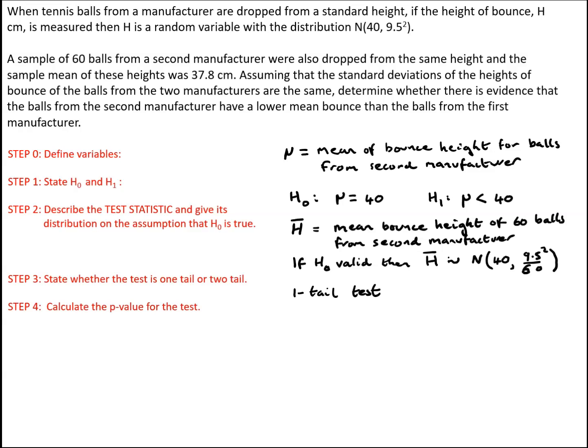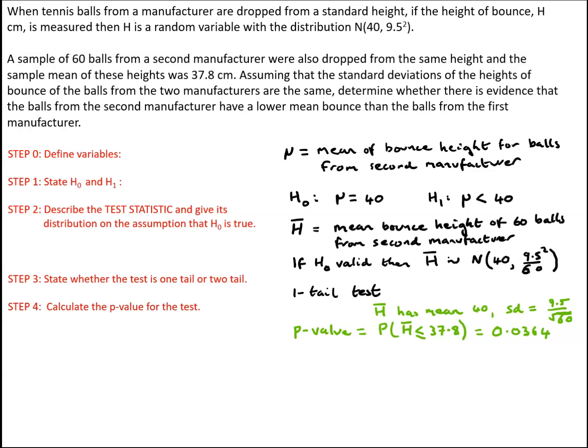Now we know that h bar is normally distributed with mean 40 and a variance of 9.5 squared over 60, which means that the standard deviation of h bar is 9.5 divided by root 60. So the p-value is going to be the probability that h bar is at most 37.8. So we've taken the tail to the left of 37.8 to obtain the p-value.